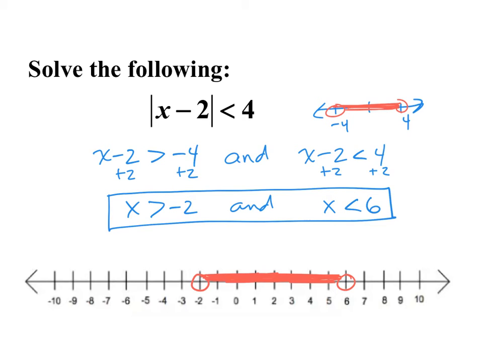So we can write our solution a second way. We can write it as a compound inequality, -2 on the left, 6 on the right. X represents all those numbers that lie between -2 and 6, and so we would want to put a less than symbol here and a less than symbol there. So you can write your solution either one of these two ways. They're both correct.